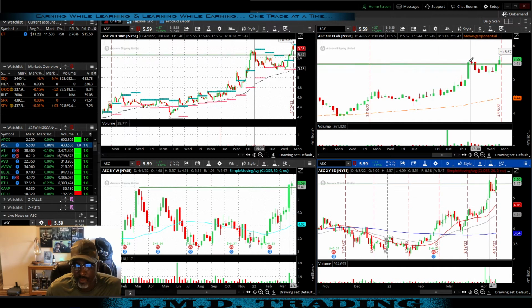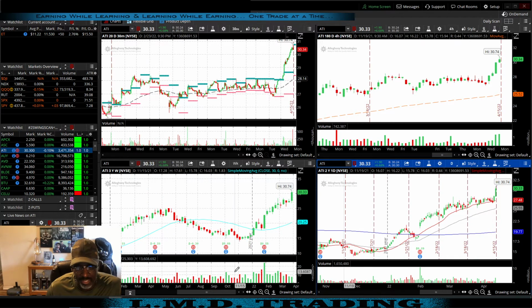So on the 4 hour, that pullback don't look half bad. And this move here, fairly smooth up to this area of resistance. So that's one that we could possibly look at. Let's look at ATI.